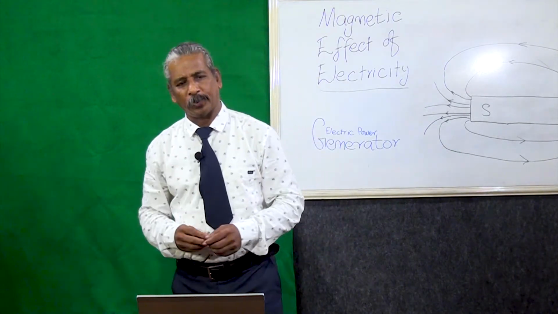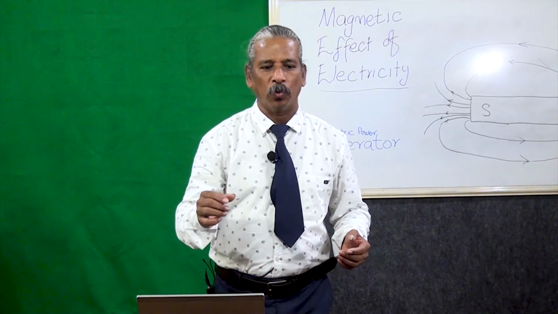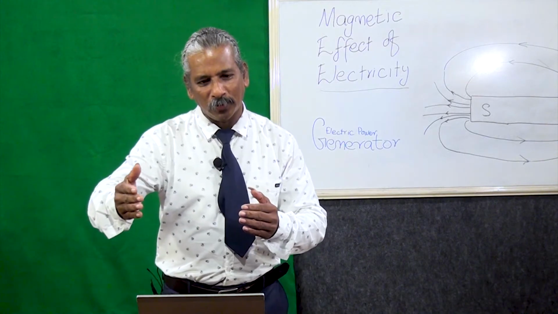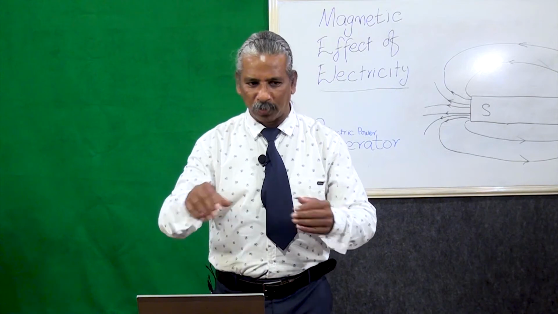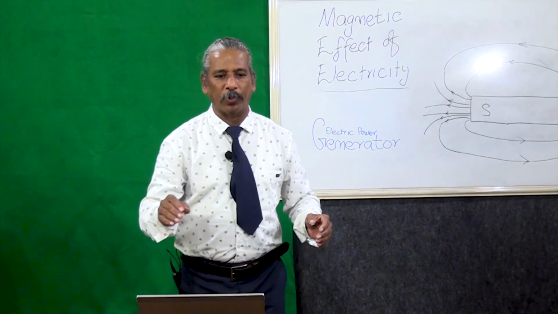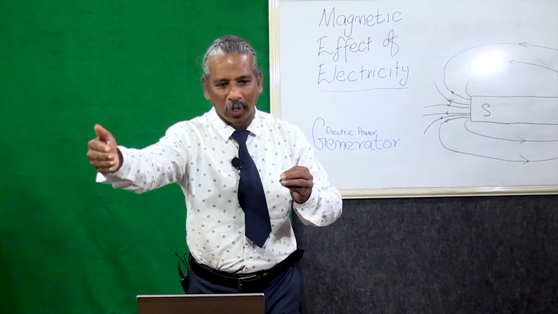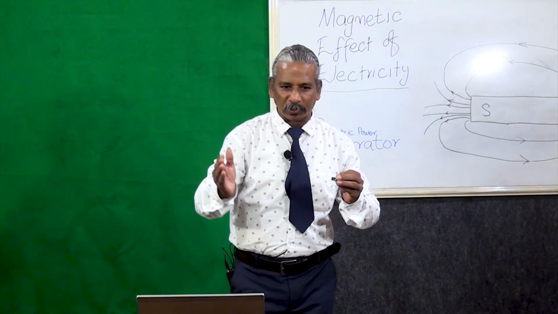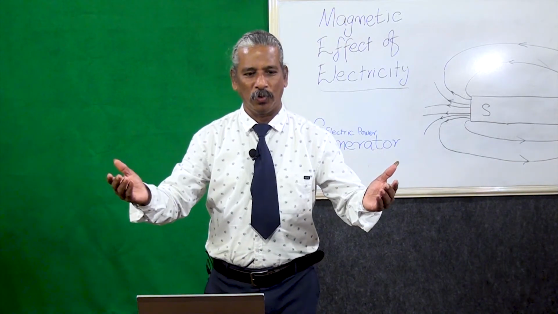Let us see some of the properties of magnetic field. The magnitude of a magnetic field increases with increase in electric current. When you supply more electric current, the magnetic field will increase. When you reduce the electric current, the magnetic field will reduce. The magnitude of magnetic field produced by electric current decreases with increase in distance. As you go away from the conductor, the wire, the magnetic field decreases. And if you go nearer, the magnetic field increases, vice versa.